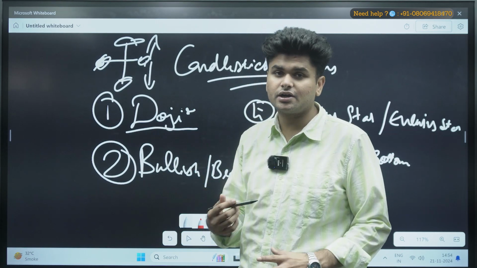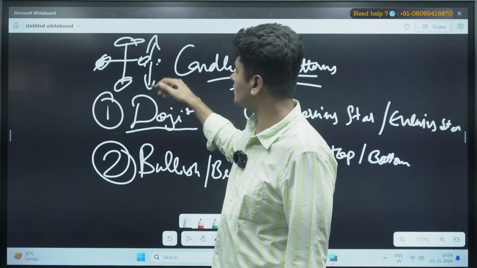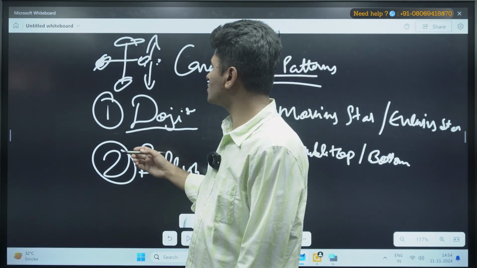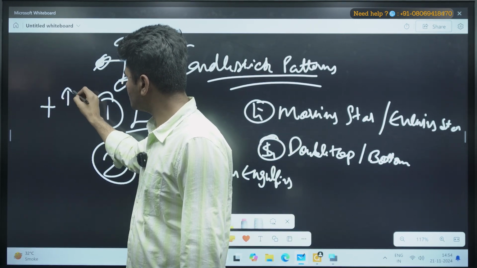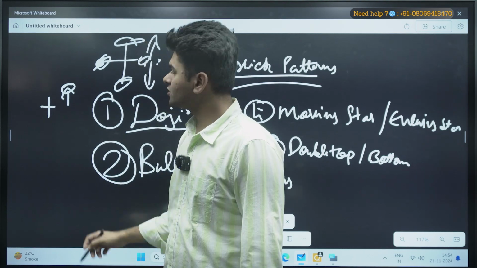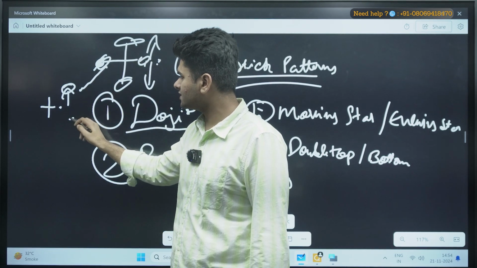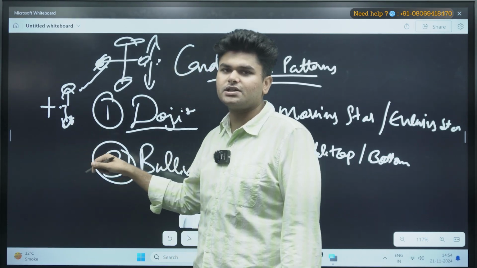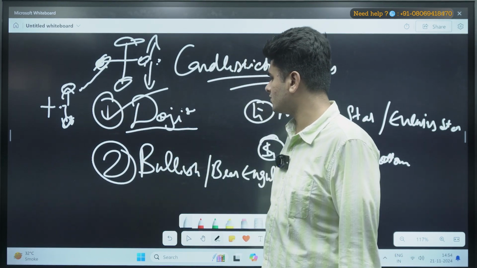So technically, if a doji forms, that means there is an indecision happening. So if the next candle after the doji breaks the high of the doji and closes above, the market tends to go on the upside. Similarly, if the next candle closes below the doji, that indicates the price might go down. So this is the indication you can take from doji.